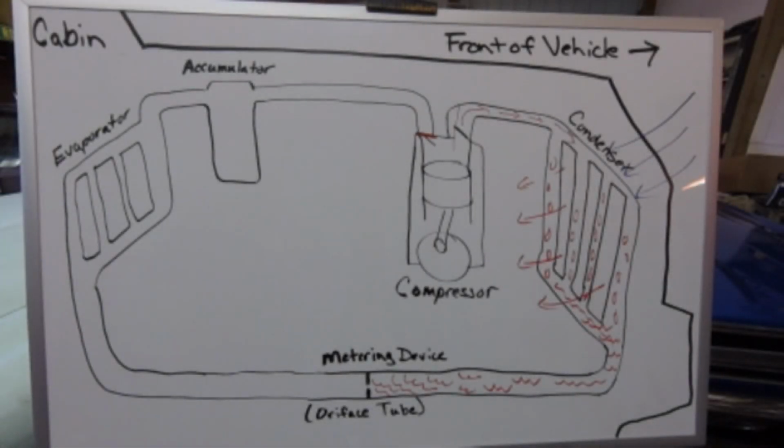The next step in the refrigeration cycle is when the high pressure liquid coming from the condenser is metered through the metering device, whether it be a thermal expansion valve or an orifice tube, as it is in this case. The orifice tube or metering device takes the high pressure liquid and turns it into a low pressure liquid. Think of putting your thumb over the end of a garden hose and the mist that you see coming out of that. We've got a low pressure liquid coming out.